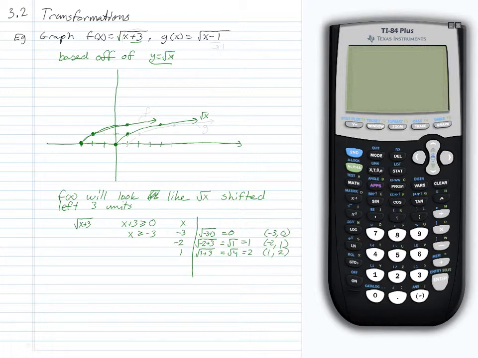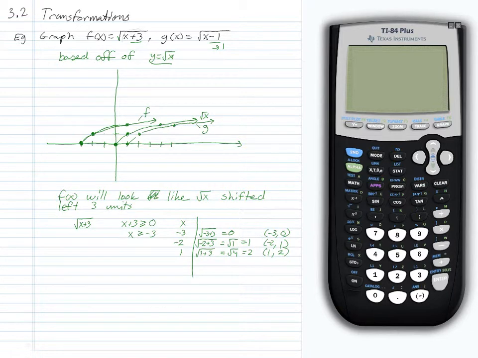So here we have f. G of x is going to look exactly the same as the original function y, the square root of x, except in this case we are going to shift to the right by 1 unit. So we'll move every one of those points right 1 unit and get the basic shape of our function to stay the same. So there we have the graph of g. So that's how you'll handle those sorts of horizontal transformations.